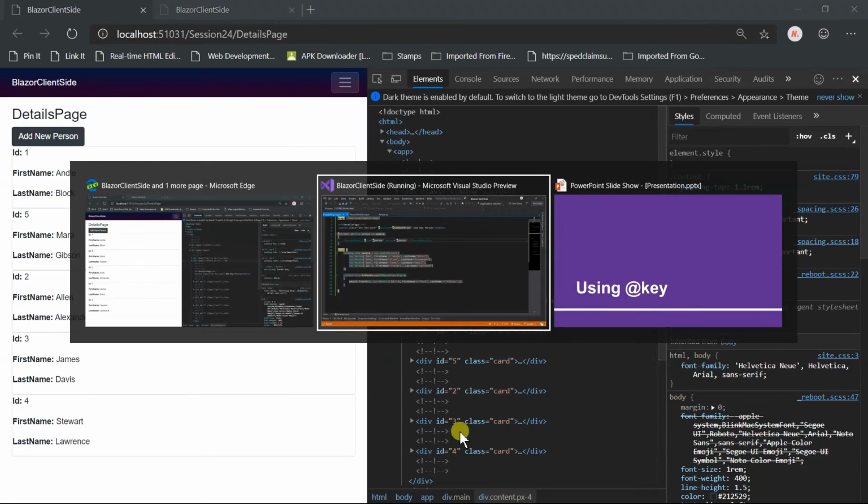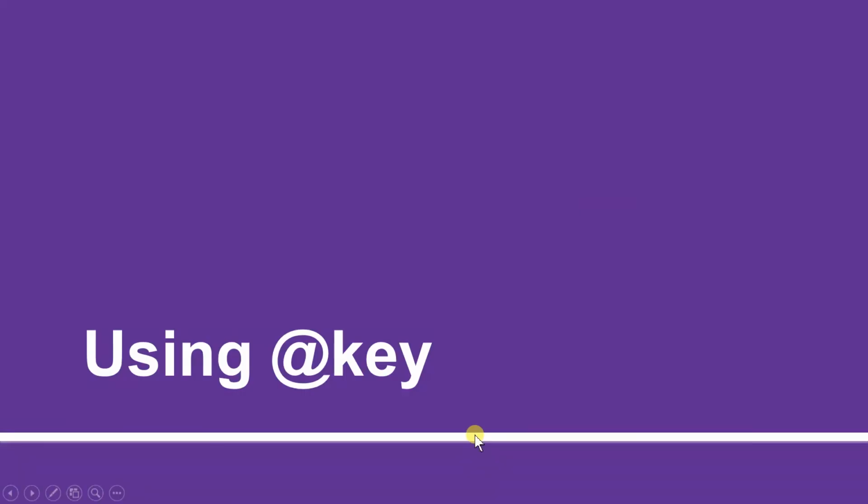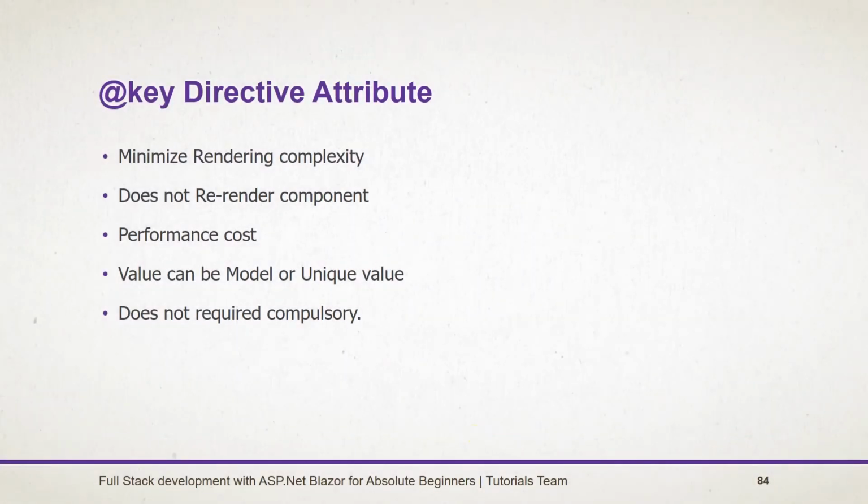Let's see what we have learned in this session. Key directive attribute minimizes the complexity for re-rendering and avoids potential issues with stateful parts of the DOM changing. There's a performance cost when diffing with add key. The performance cost is not that much large.